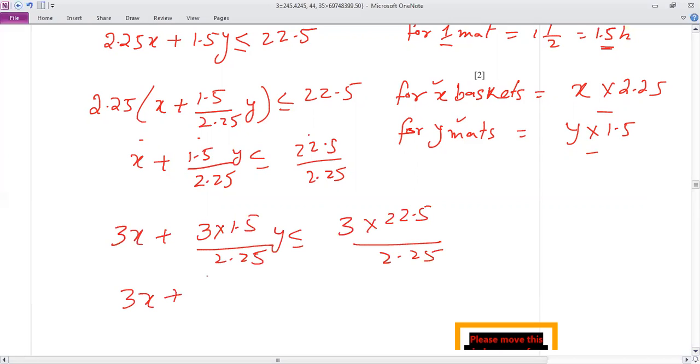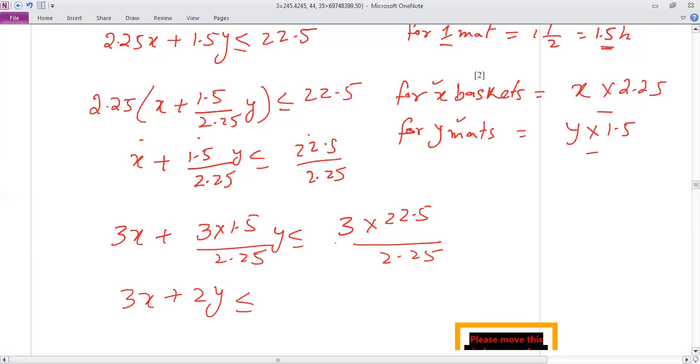Plus, now check it. 3 into 1.5 divided by 2.25, we get 2, so this will be 2y, and the other value is 27. Yes, it should be 30 as per the question.